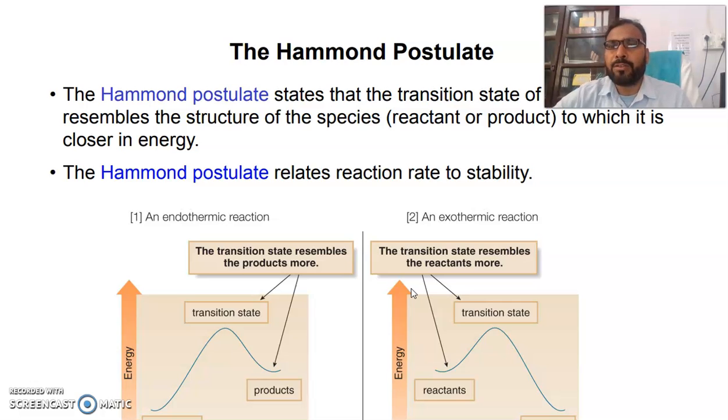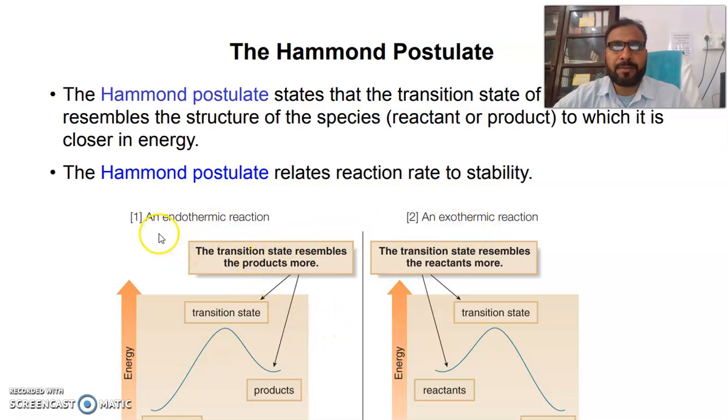Today in this video, I am going to talk about Hammond Postulates. What is Hammond Postulates? The Hammond Postulate states that the transition state of a reaction resembles the structure of the species, reactant or product, to which it is closer in energy. The Hammond postulate relates reaction rate to stability.